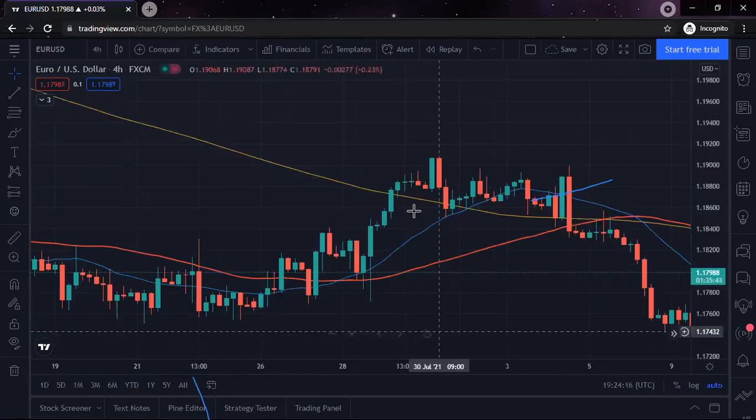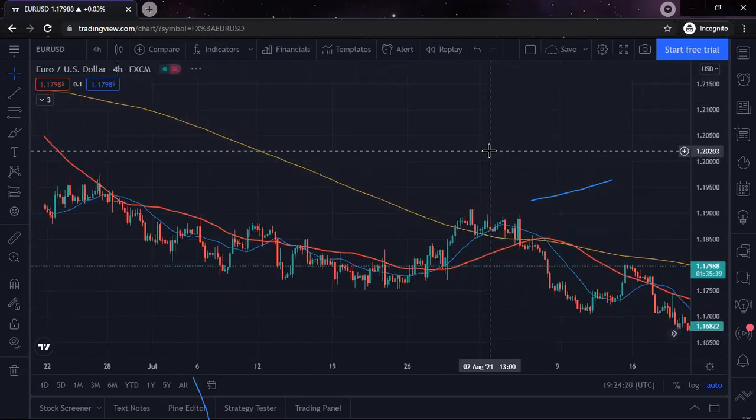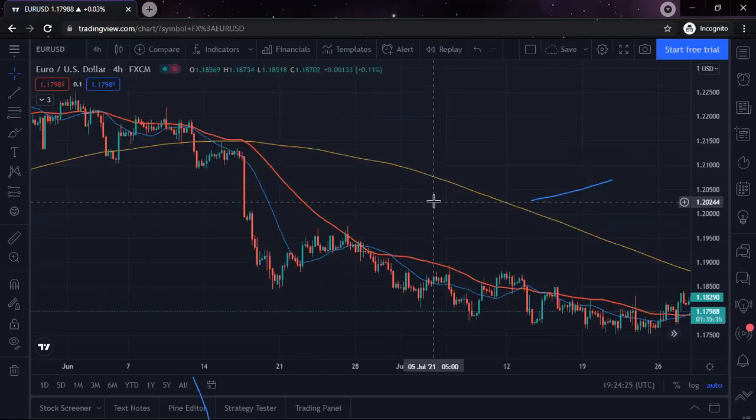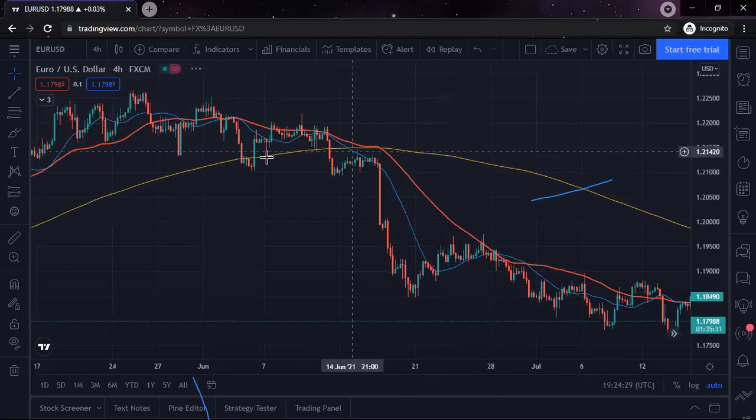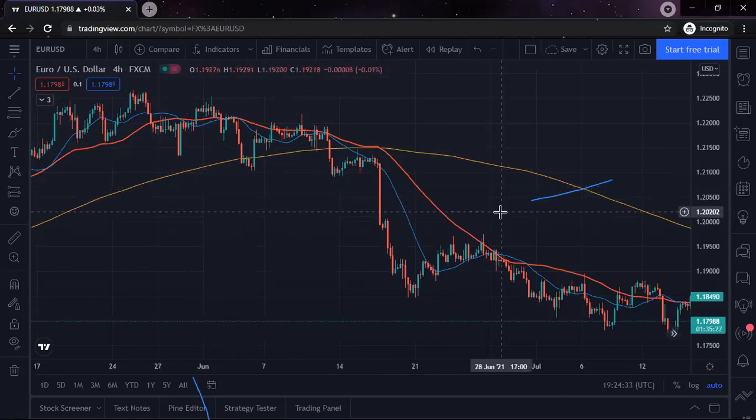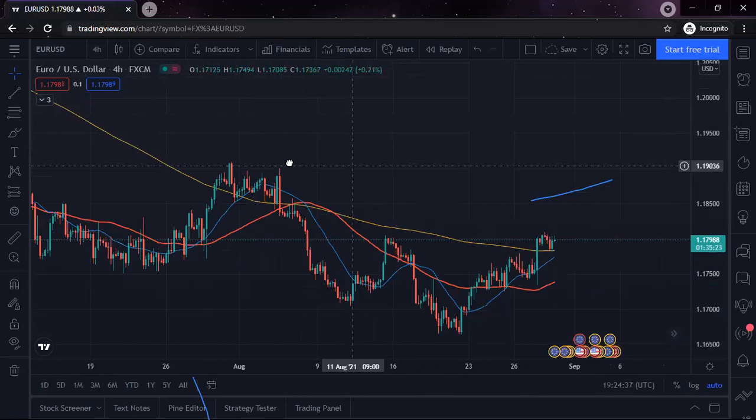Now we are on our hourly candle. Let me zoom out. Let's see something. Now I've zoomed out, and now we are on our 4-hour candle. I've zoomed out, and now we can see something clearly right here.